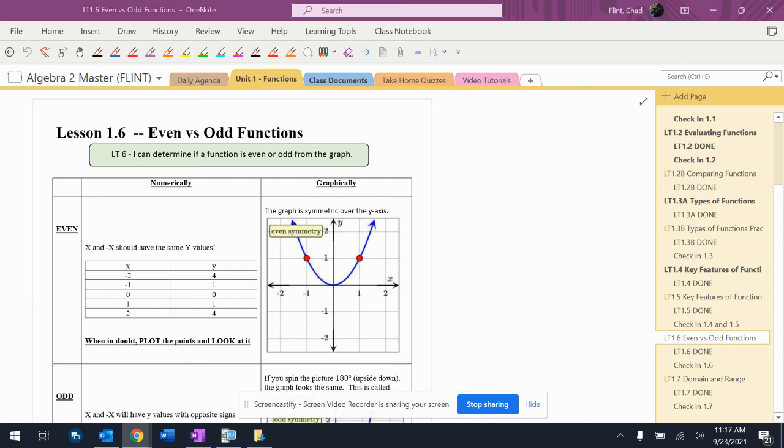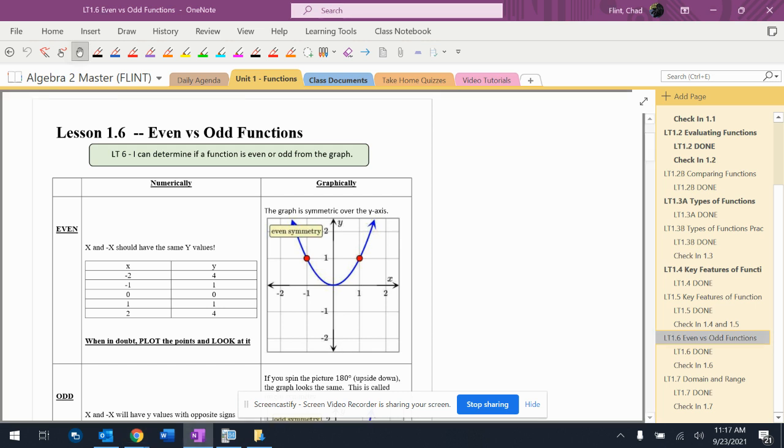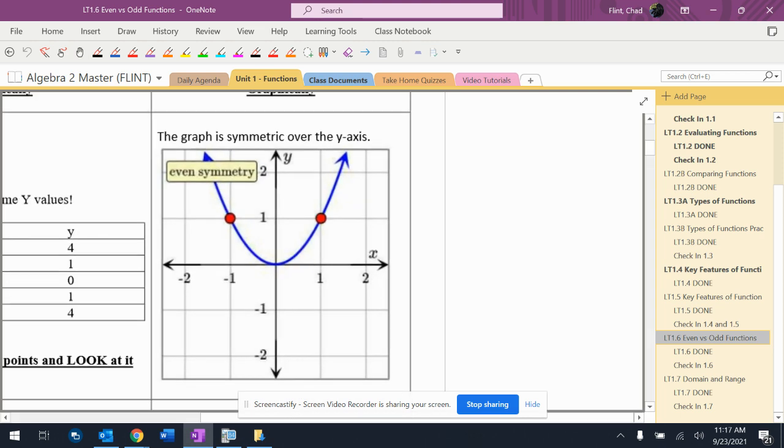Okay, even and odd functions. This is a pretty straightforward thing to do. You can make it complicated if you're not careful, but it's easy to do. If you have a graph, it's very, very simple.